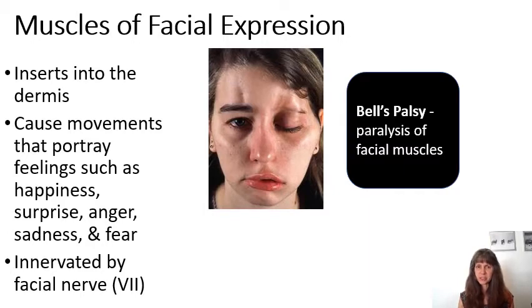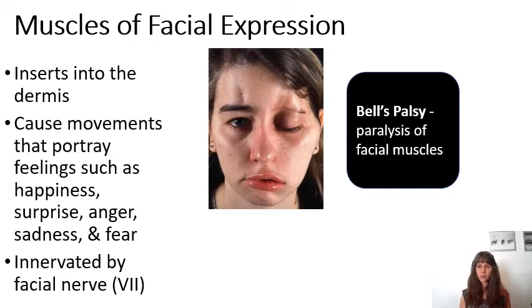Muscles of facial expression are important because they help us express emotion. Different types of emotion like fear, anger, happiness, sadness, surprise are expressed because these muscles of facial expression insert into the dermis of the skin. These muscles are innervated by one of 12 cranial nerves called cranial nerve 7, which is the facial nerve.